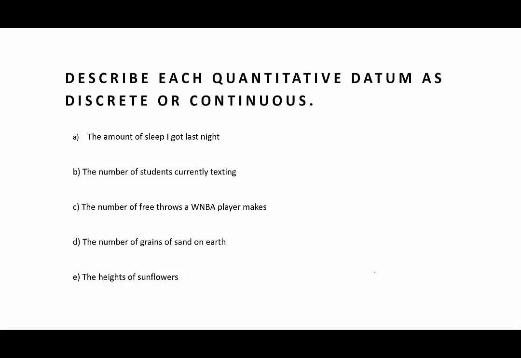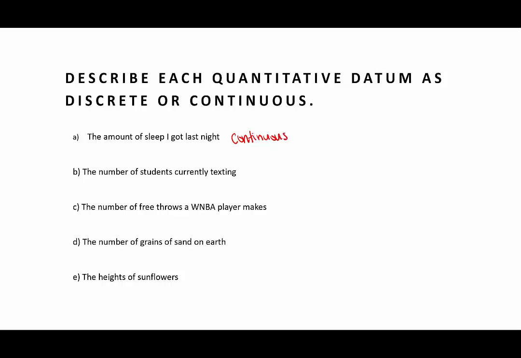Describe each quantitative datum as discrete or continuous. Datum is not a spelling mistake. That is the singular of data. Data is a plural word. Datum is its singular. The amount of sleep I got last night, this would be described as continuous. There's no way to pinpoint. It's very unlikely that I got exactly 8 hours, no minutes, no seconds, no nanoseconds of sleep. We would call this continuous.